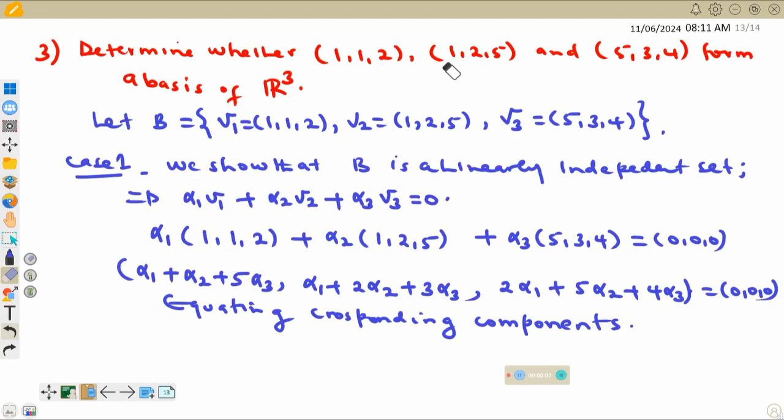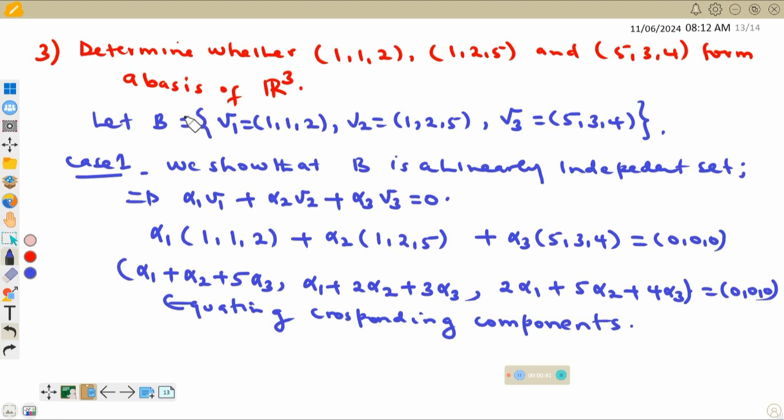Determine whether these vectors here form a basis of R3. As we have seen in our previous two examples, we shall need to prove two cases. That is, one, we need to show that these vectors here are linearly independent, and also these vectors here span R3. So let us begin with the first one. We need to show that these vectors here are linearly independent.